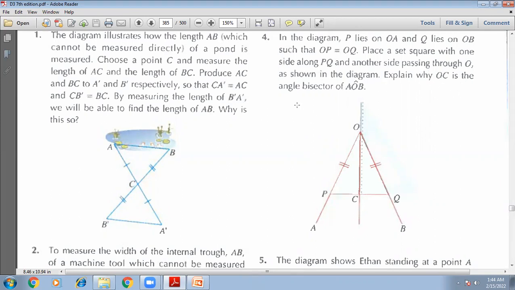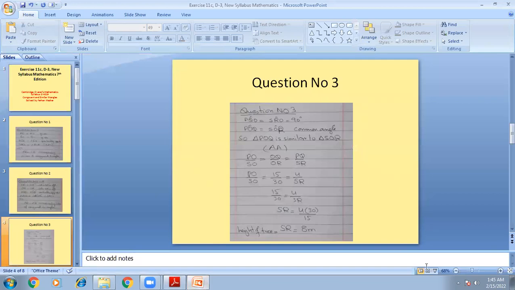Explain why OC is the angle bisector of AOB. I have to prove that OC is the angle bisector of AOB. So I have to prove basically that the angle POC is equal to the angle QOC. Then that will mean that OC is the angle bisector of the angle AOB. So first of all, I prove these two triangles are similar to each other. So let me show you how I will prove that.